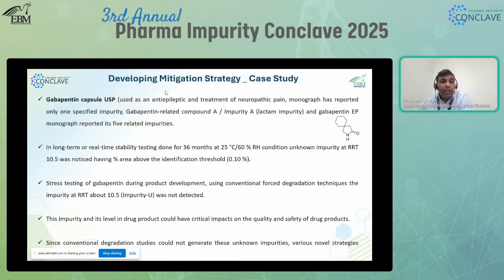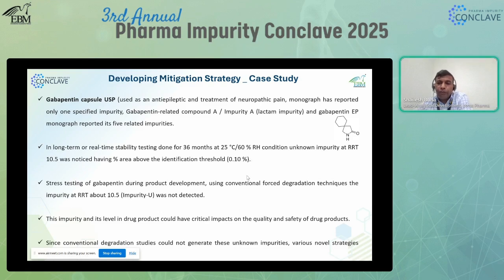Now, what are the mitigation strategies once the impurities are identified? Let's look at the gabapentin capsule. One case example: an anti-epileptic monograph reported one of the specified impurities, related compound A, as a lactam impurity. In long-term and real-time stability testing done for 36 months, an unknown impurity at RRT 10.5 was noticed, and it is beyond the identification threshold of 0.1%.